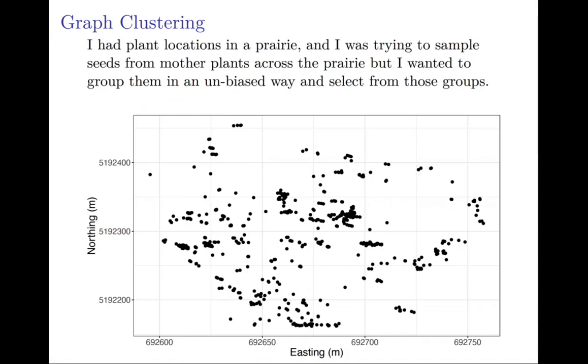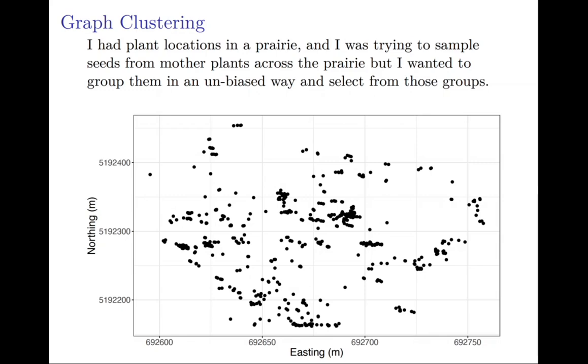So we're going to talk about this using a data set that I collected, when I needed to use graph clustering to figure out groups of my points. I had plant locations of Artemisia frigida, which is prairie sage, in a prairie. Those points are the location of all individuals within a prairie.